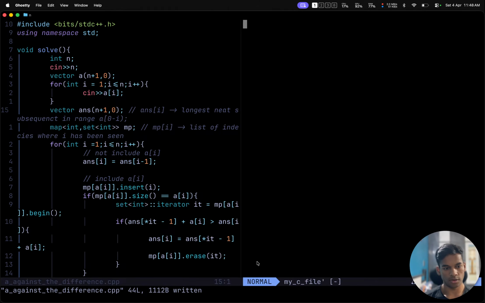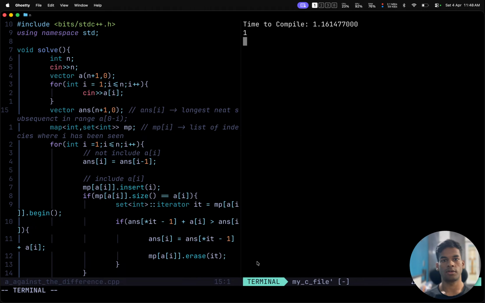Let's do some custom stuff. If we have an array of size 5 and we do 2, 3, 2, 3, 3. The answer is 3, which is correct. We can just remove these 2's and we would be okay.